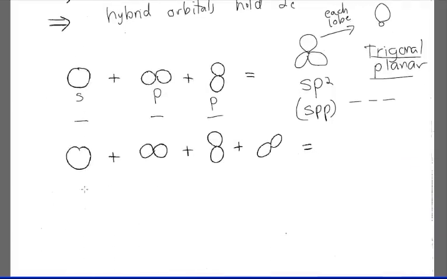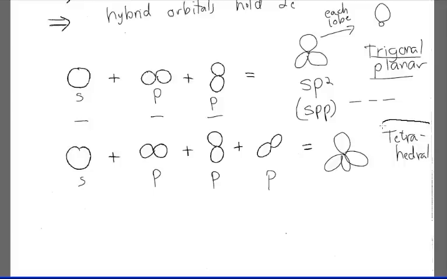Okay, we have 3 p orbitals, so let's combine an s, a p, a p, and a p. And together you're going to make 4 orbitals, which will repel and form a tetrahedral shape. And those are going to be called, they're combining s, p, p, p, so we call them sp3.